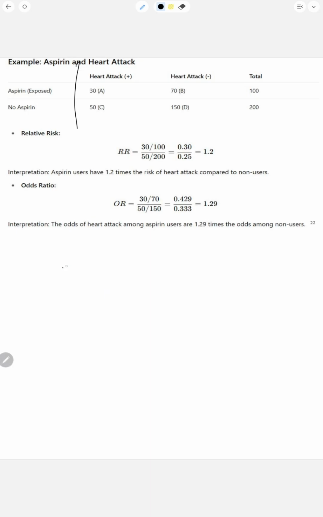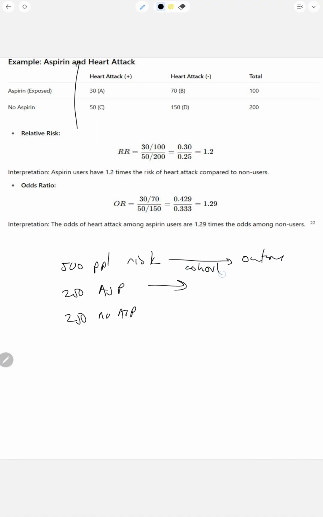you look at 500 people, 250 people were given aspirin, and then another 250 no aspirin. Then you follow them over time to see how many developed heart attacks, right? So this is an example of you're starting from the risk and following them up over time. So meaning to see an outcome, this is an example of a cohort.